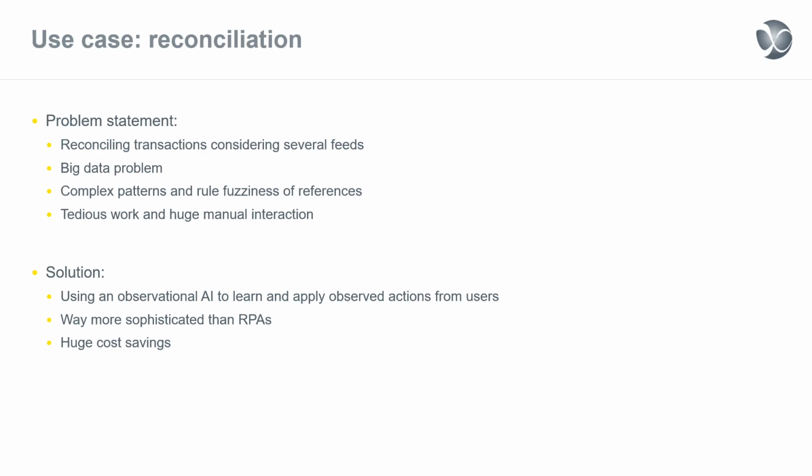So the solution is to use an observational AI to learn and apply these observed actions from the users that have done it before. This is way more sophisticated than RPAs, and it provides huge cost savings to the customer.